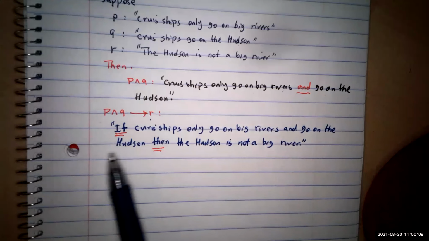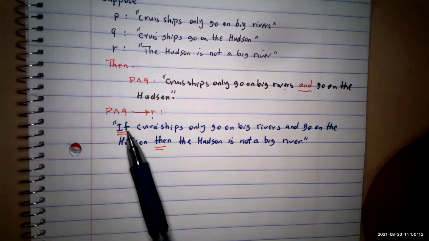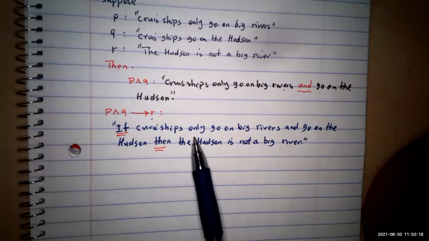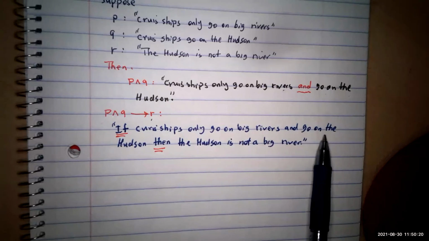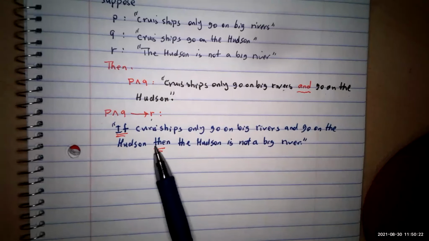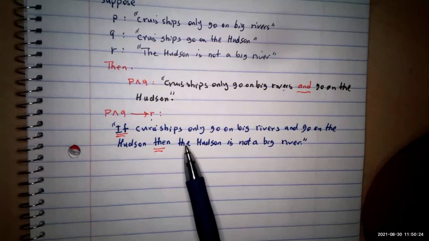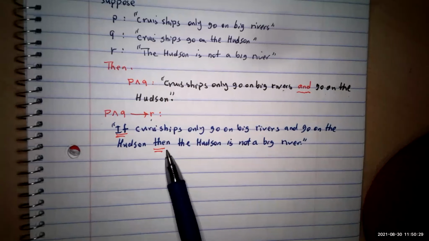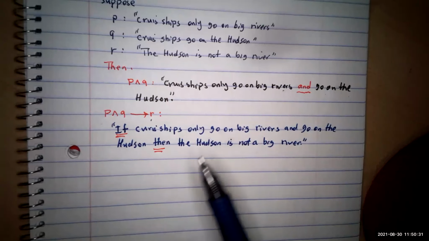Okay, so the other option is, I like this one, we start with the if. If you want to use the implies, you can start with the first one: cruise ships only go on big rivers, and go on Hudson, implies that the Hudson is not a big river. But we prefer if-then. Okay, if-then, as we talk about it. Any questions?